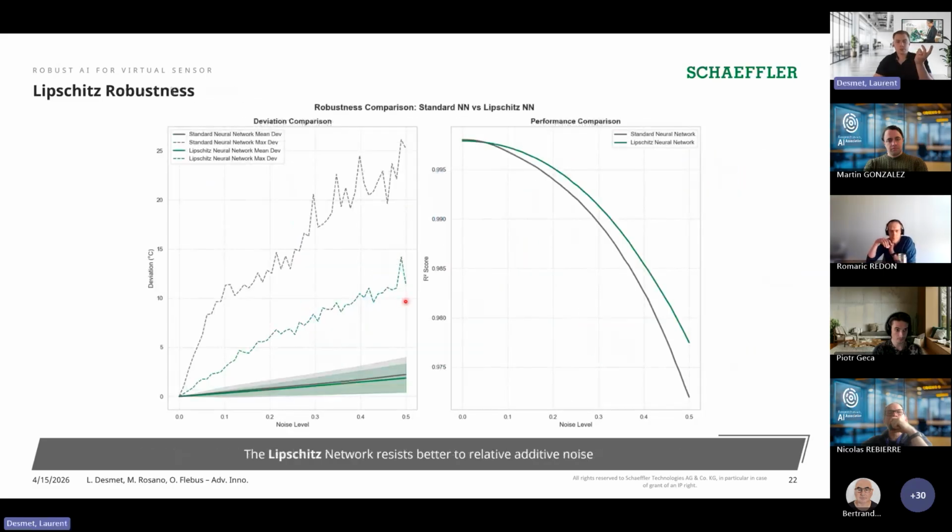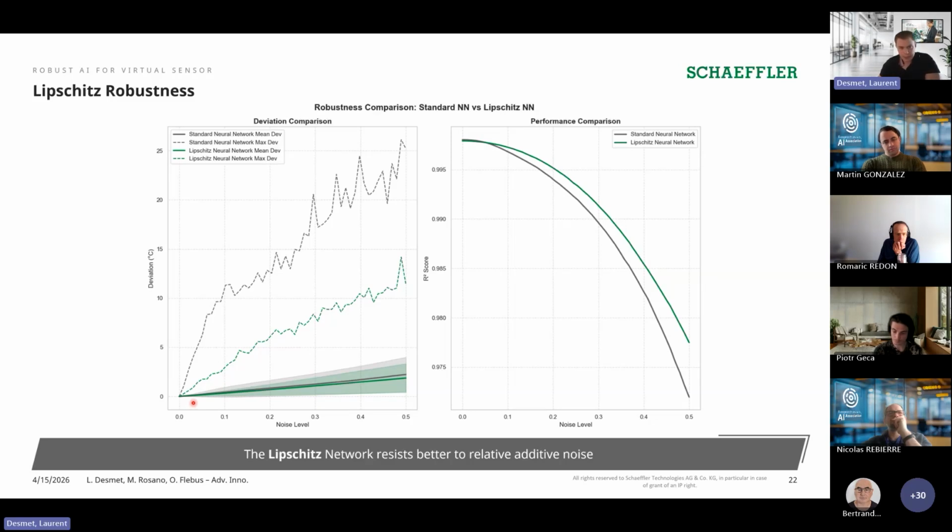We were interested in also how it protects against noise and attack. So basically here, in gray is my standard network, and in green it's my Lipschitz. And what we did is we added some noise. The x-axis is the noise, and the y-axis is the deviation. So I take my clean input, and it predicts, let's say, 50 degrees. Then I add some noise, and now it predicts, I don't know, maybe 52 degrees. So the deviation in this case is 2.